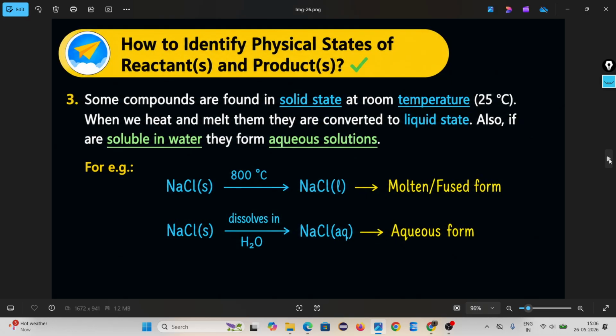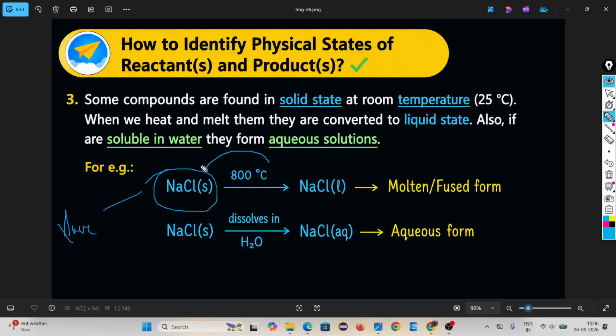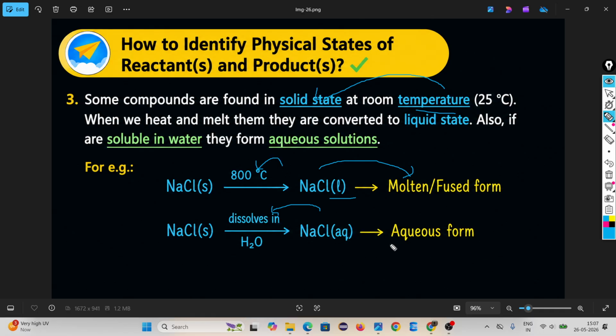and non-metals in three states. Then come to another thing, that is some compounds are found in solid state at room temperature, and when we heat and melt them, they are converted to liquid state, and also if they are soluble in water, they form an aqueous solution. Look, suppose sodium chloride. When you heat this sodium chloride to 800 degrees Celsius, it is converted into liquid form, or molten form. Then when you dissolve sodium chloride, it becomes an aqueous solution. Okay. Look, at room temperature they are solid, but when you increase the temperature, they become molten, or otherwise say liquid state, and when you dissolve in water, it becomes aqueous.